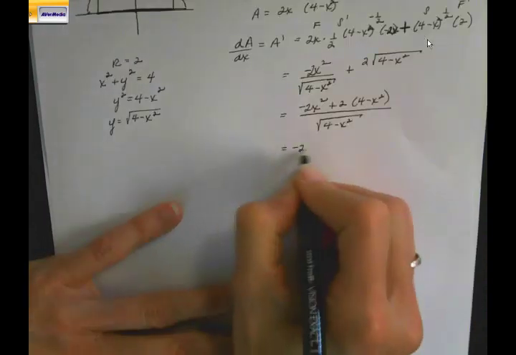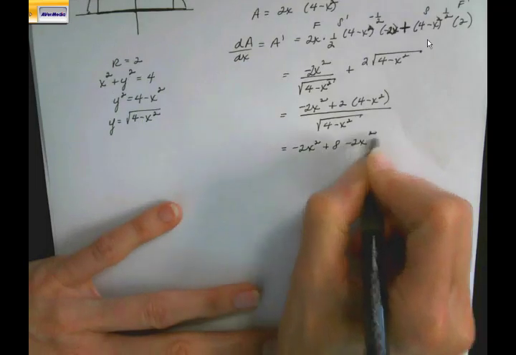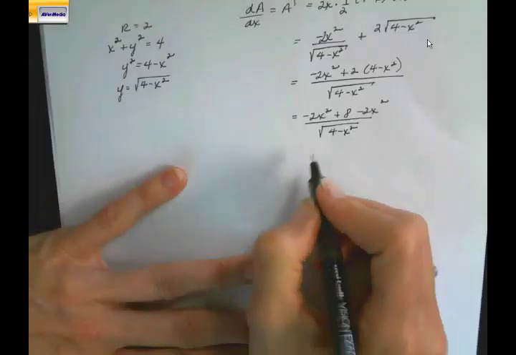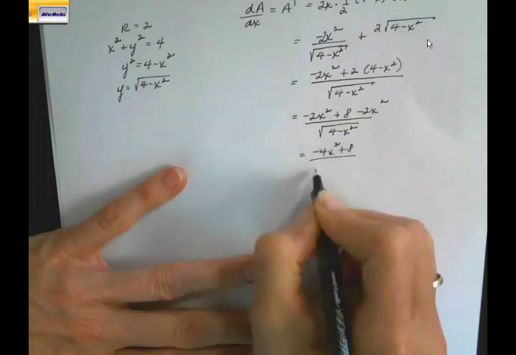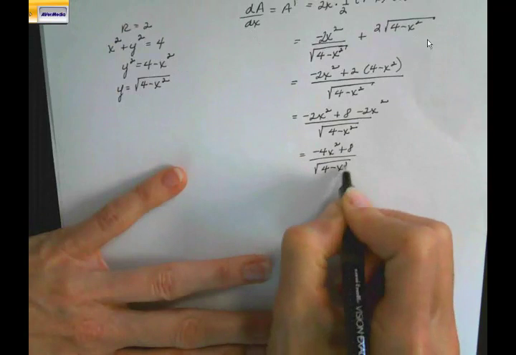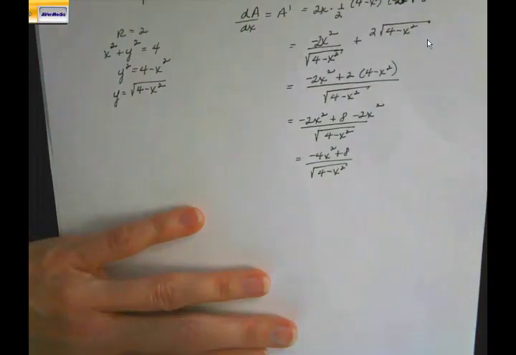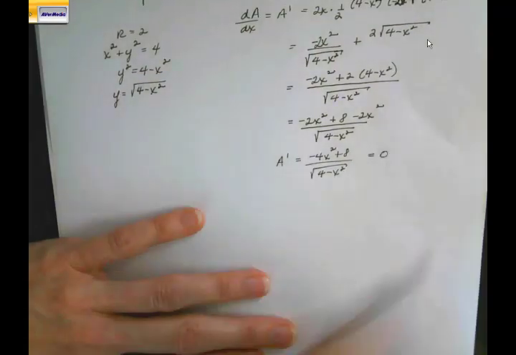Which equals a negative 2x squared plus 8 minus 2x squared over the square root of 4 minus x squared, which is a negative 4x squared plus 8 over the square root of 4 minus x squared. There is the value of my first derivative of area, which we are trying to maximize. So to maximize this, I set it equal to 0, find my critical values, and create a sign chart.